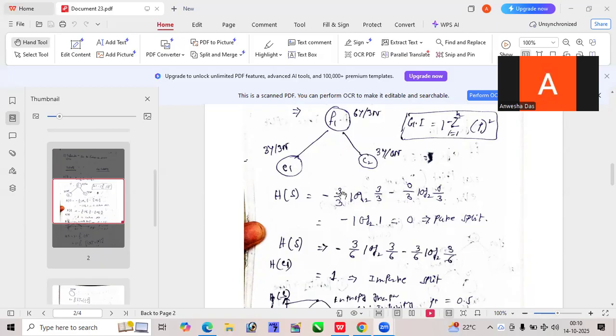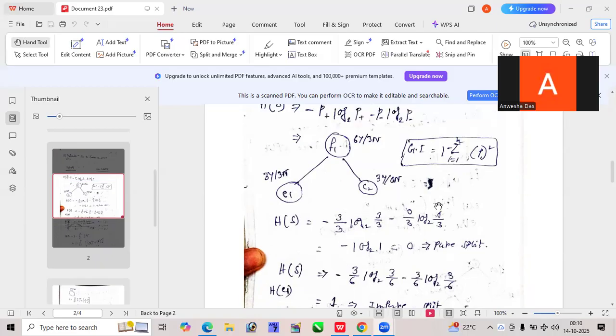Okay. Here 3 yes and 0 no. That means, according to the formula, minus 3 by 3 log base 2 of 3 by 3, minus 0 by 3 log base 2 of 0 by 3. We got 0. 0 means what? Purely split. After that there is no splitting. So this is the formula.